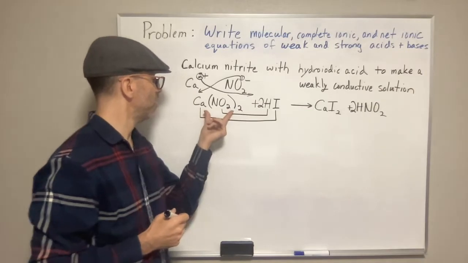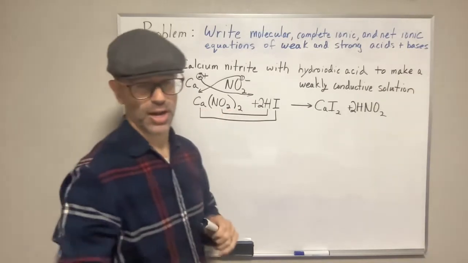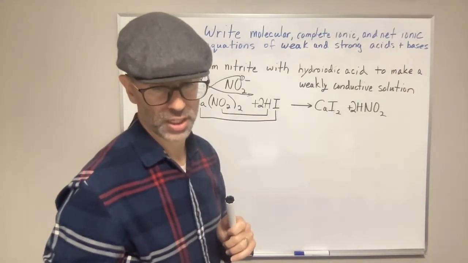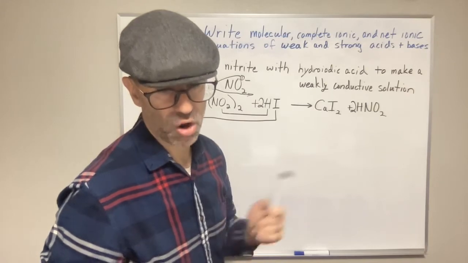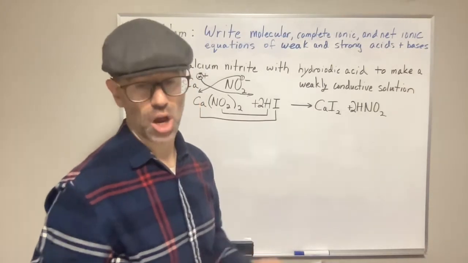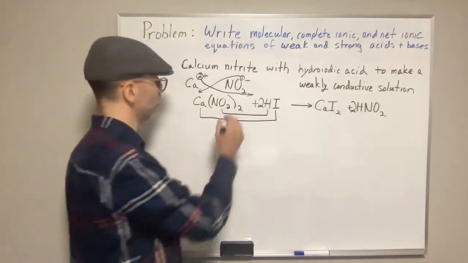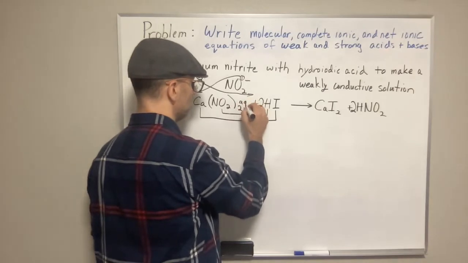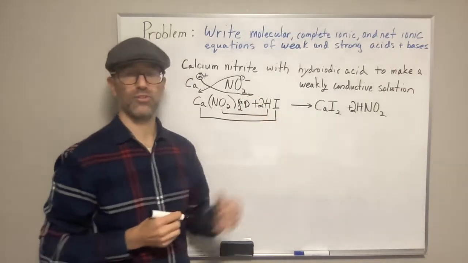Now for the states of matter. Here I have a nitrite. I can look on my solubility rules here, and it says that all salts of nitrates and nitrites are soluble. So really there are no exceptions. So this is going to be aqueous. That's aqueous.